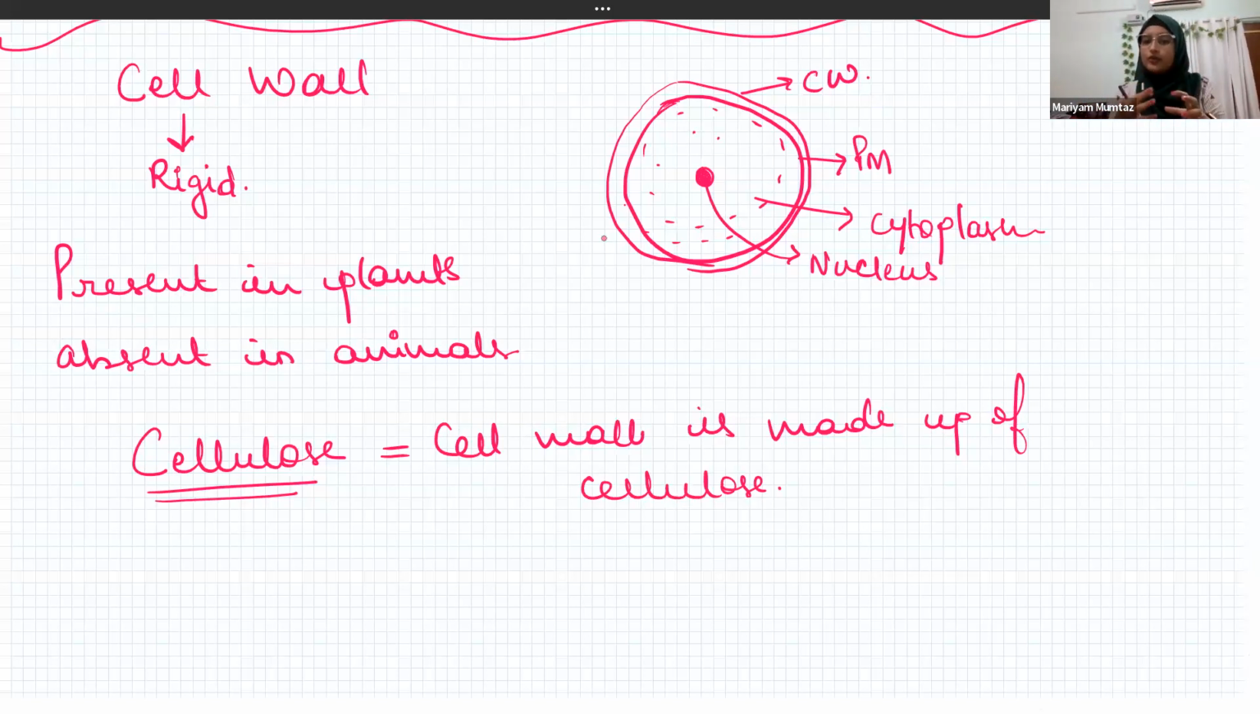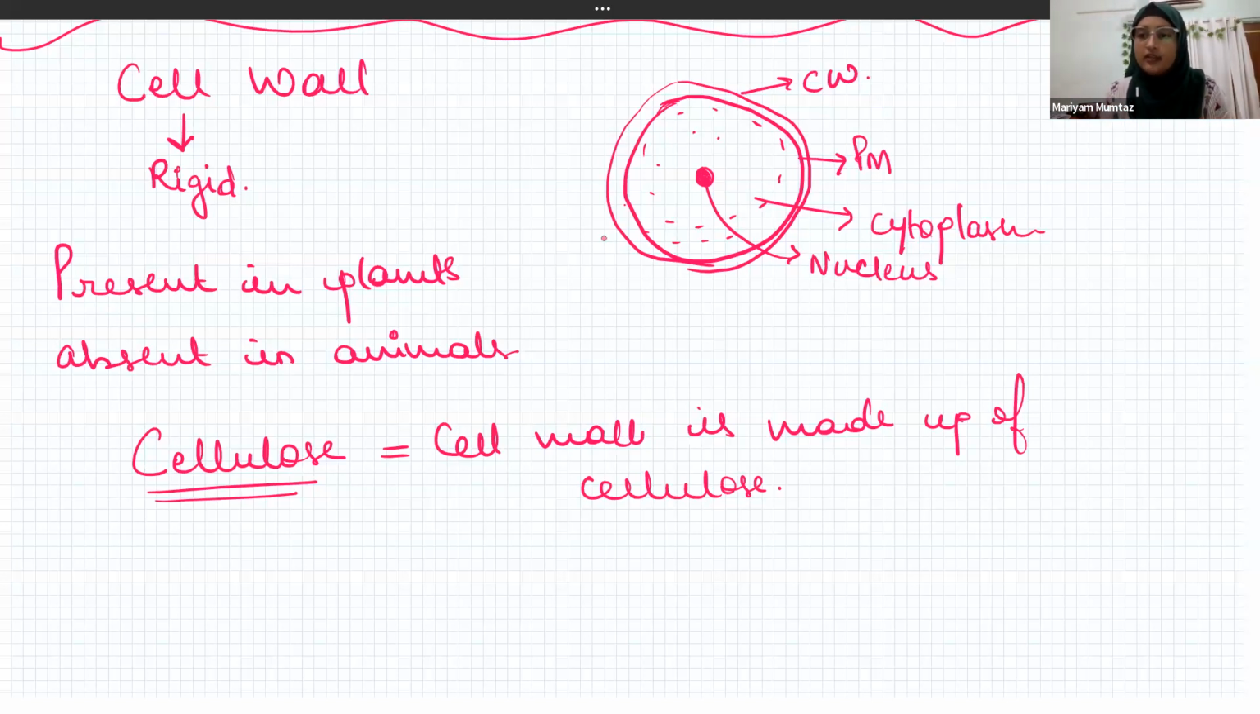In the same way, the cellulose is giving a very complex structure to the cell wall, and because of this reason, it provides a structural framework to the plant cell. It does not allow it to burst, it does not allow it to shrink, and it does not allow it to get destroyed easily. So a cell wall is a very rigid outer layer that is present in plants. They are also present in many lower organisms.